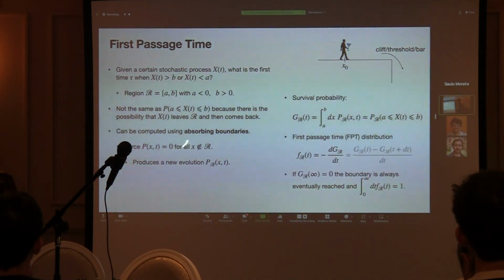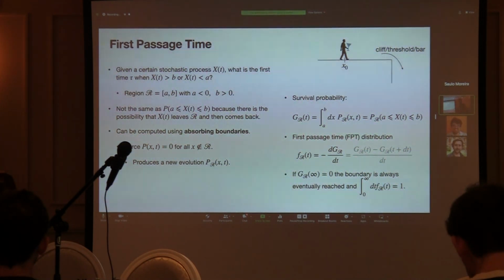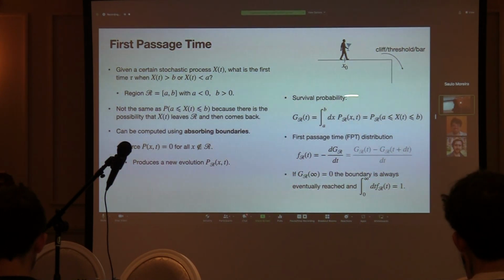Because you're imposing that P of X is 0 outside of your region, that probability is no longer conserved. You're losing probability, because whenever the system leaves that region, you kill the probability. And so if you integrate your probability over the region, you get an actual survival probability, which is the probability that after a time t, the system is still within that region. And then from this, you can get the first passage time distribution as a derivative of the survival probability.